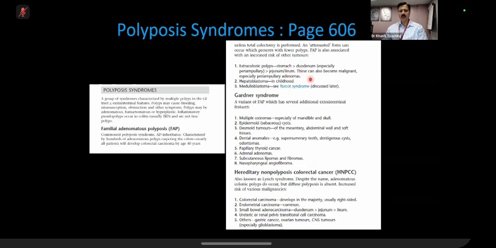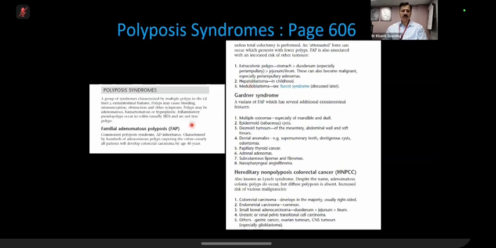Now, in all of these, they can become malignant, particularly in the duodenum. And the key thing is that we have to understand that we have to do endoscopies to keep them under control. They can be associated with other types of tumors which are here.